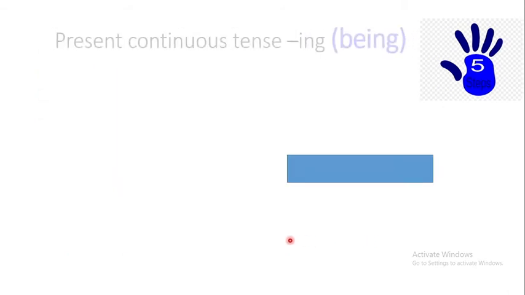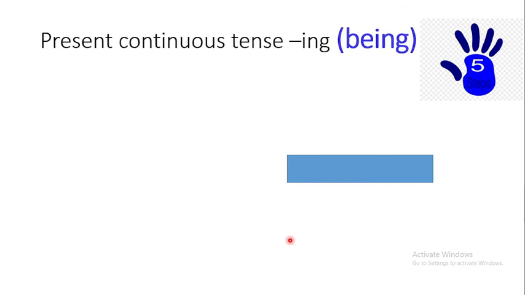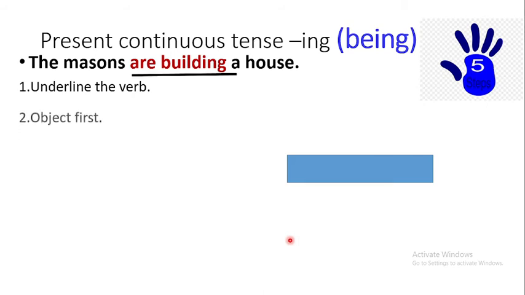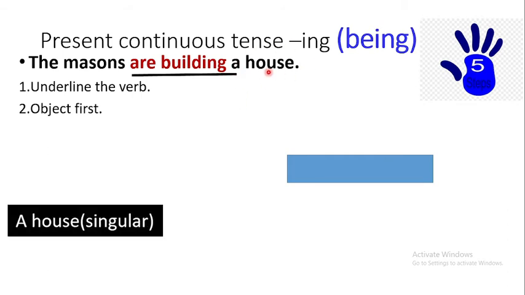See the sentence. His car is driven by the manager. Now see this. Present continuous tense, that means ing. See this. The masons are building a house. This is a sentence which you have to change into passive voice. Underline the verb. Done. Object first. You must know what is subject and object. Object, a house. Write done. Subject last with the word by.